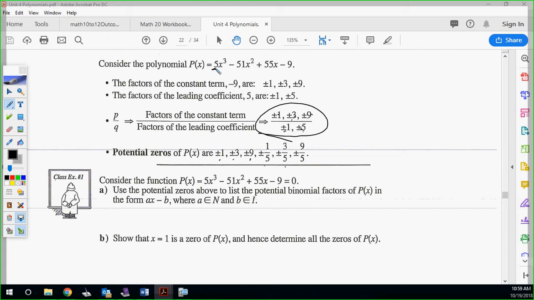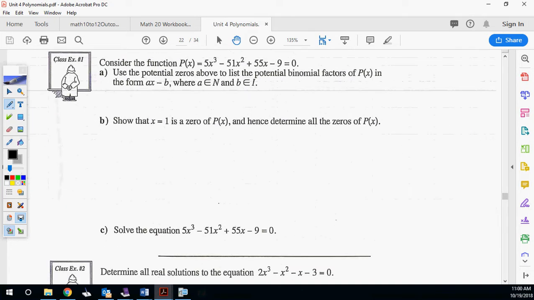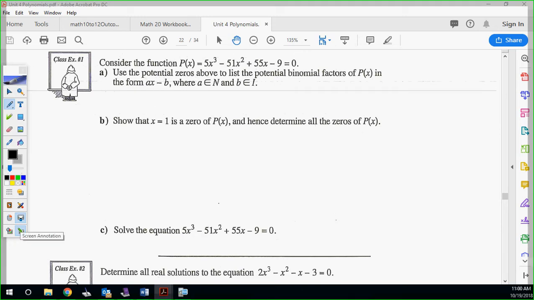Okay, so we're doing the one that they just set up for us, so we kind of already know. So it says consider the function, the one we just talked about. Use the potential zeros above to list the binomial factors. So what are the possible factors? So they want us to list them. Okay, we're only doing 2 examples here, so just hang in there.